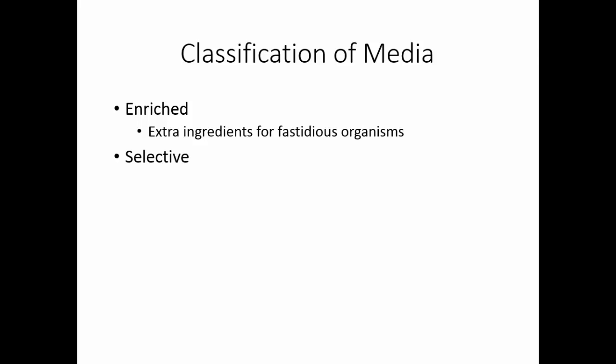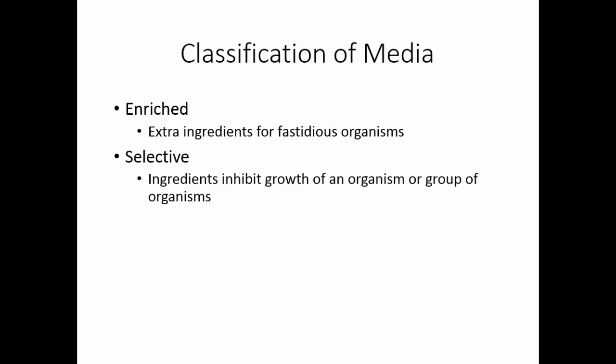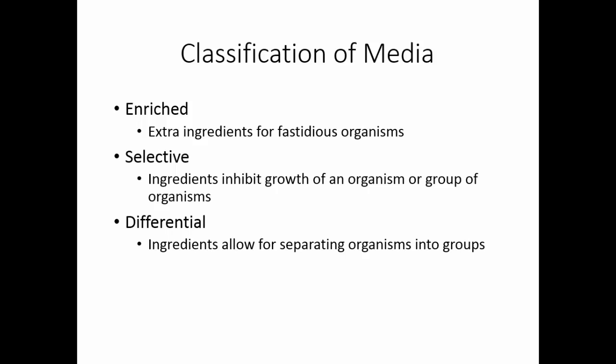Media can also be classified based on its function. An enriched media has extra ingredients for fastidious organisms. These are organisms that require extra nutrients. Selective media has ingredients that inhibit the growth of an organism or a group of organisms. This allows other organisms to grow more efficiently. Differential media allows for separating organisms into groups based on some special ingredient in the media.